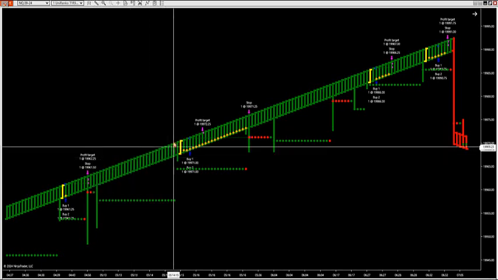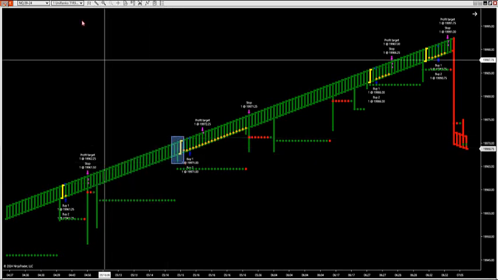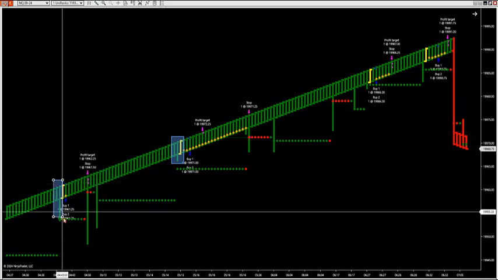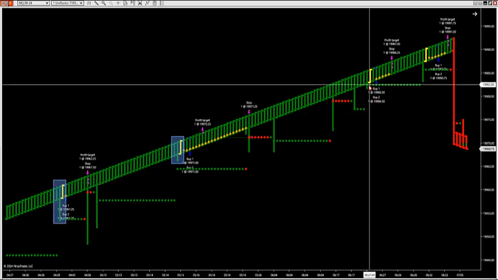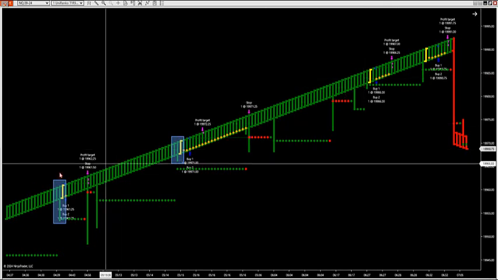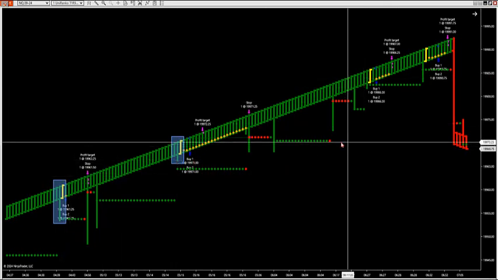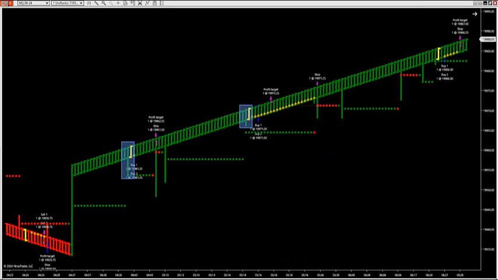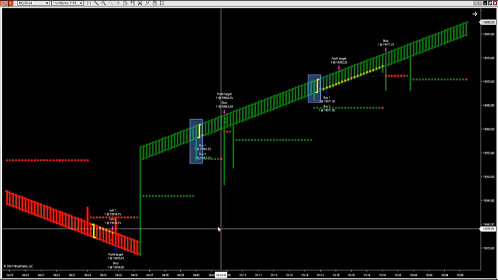Look how the market takes off when you get the combo. The combo is the key to catching liquidity grabs. And they can even be small liquidity grabs, but you notice every one was a liquidity grab. This one, this one, this one, this one, they're all liquidity grabs.